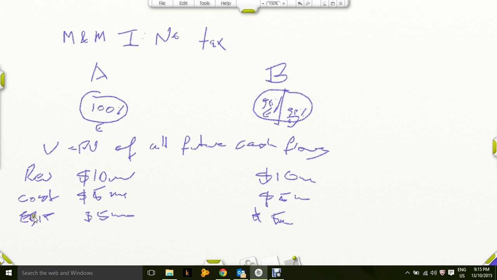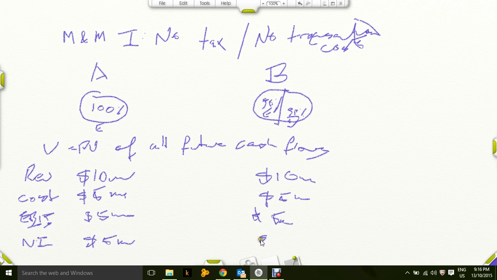Right, so there's no tax in this proposition, and also as part of these propositions, there's no transaction costs, which basically means no interest. So we're not going to take into account the interest, and we're not going to take into account the tax. So in effect, our net income, which is the bottom line, is exactly the same at 5 million. So regardless, the cash flows down to the bottom of both firms are exactly the same.